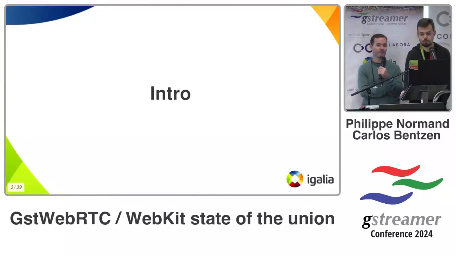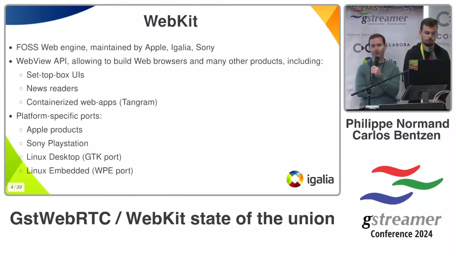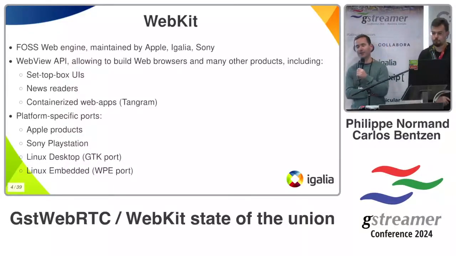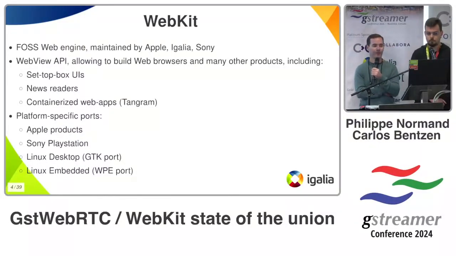So what is WebKit? I guess many of you know it already, but just a quick reminder. It's a web engine maintained by Apple, Igalia, and Sony. And it allows you to build native applications like browsers, newsreaders, whatever you want, to embed the web into your desktop or embedded product. And it's split in various ports, which are platform specific. Apple maintains its own ports for their hardware. And then Sony also has a port for their PlayStation device. And on Linux, we have two ports, one for desktop and one for embedded, which is called WPE.